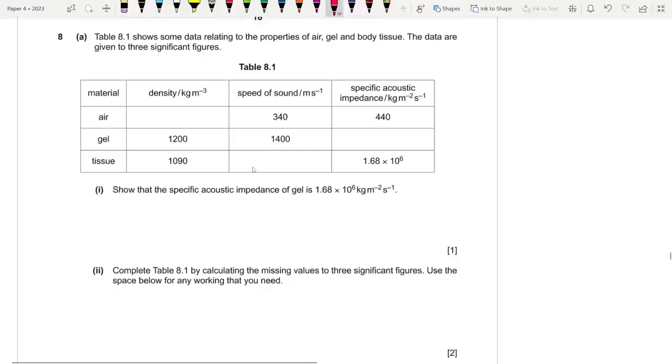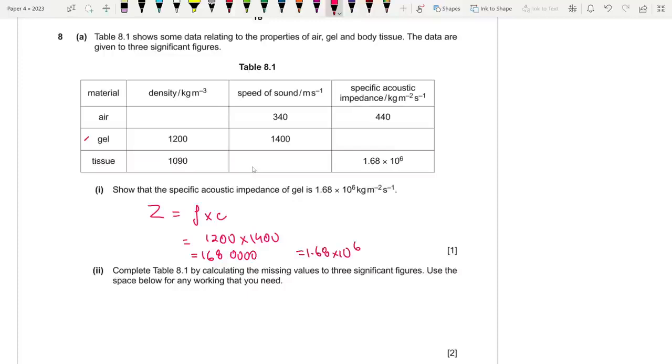So we know that specific acoustic impedance Z is defined as rho times C, the density times the speed in the medium. So for gel, it's going to be 1200 times 1400. 1200 times 1400 is 1,680,000, which is 1.68 times 10 to the power 6. 1, 2, 3, 4, 5, 6, right? So that is 1.68 times 10 to the power 6. So gel and tissue have the same specific acoustic impedance.